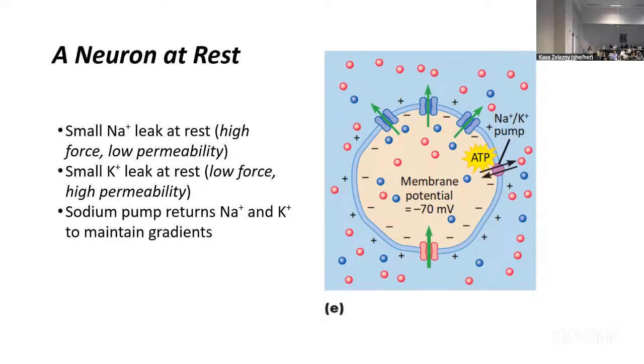A bunch leaked out to get us to -70 if we started at 0, but once we're at -70, not too much potassium is trying to escape. There's a relatively weak force on it, even though we have lots and lots of open channels for it. And we've got this sodium-potassium pump, keeping those sodium and potassium gradients relatively stable because those equilibrium potentials have those specific gradients kind of built into them.